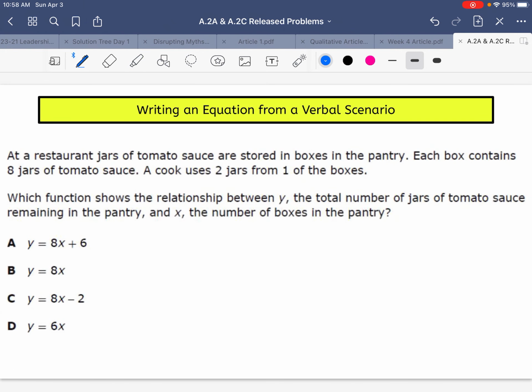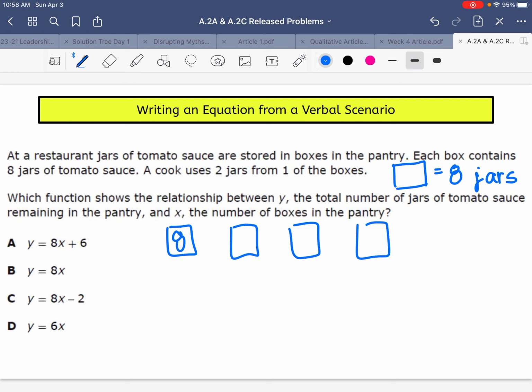All right, guys, our last example. At a restaurant, jars of tomato sauce are stored in boxes in the pantry. Each box contains 8 jars of tomato sauce. I'm just going to draw a picture right there. So each box has 8 jars. A cook uses 2 jars from one of the boxes. So we have all these boxes, and all of them are going to have 8 jars.